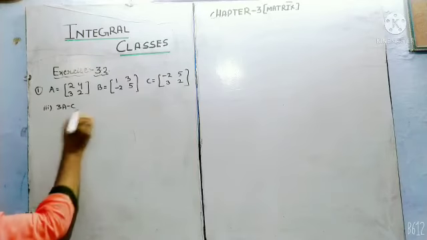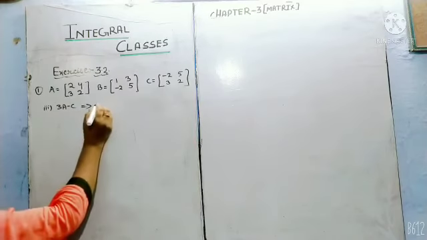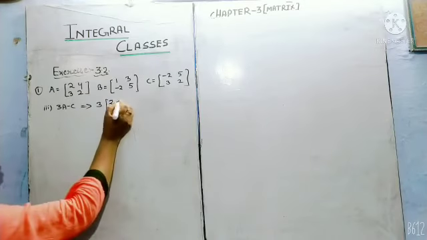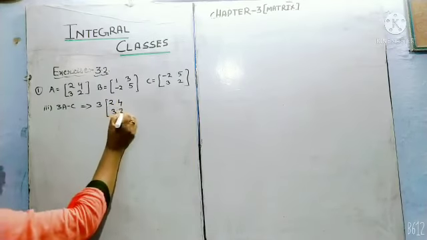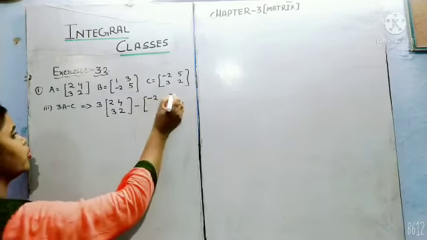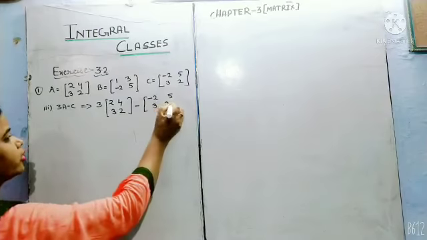So now how will we do here? First we will put here 3. It is a scalar, and add a matrix 2, 4, 3, 2. Minus C. C is what? Minus 2, 5, 3, 2.